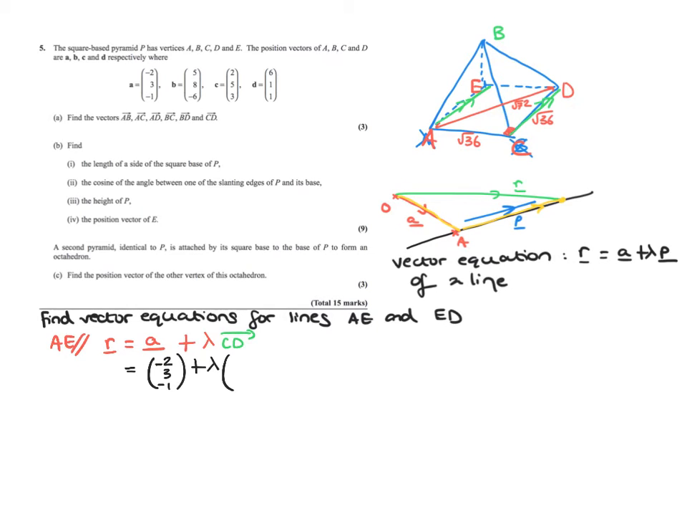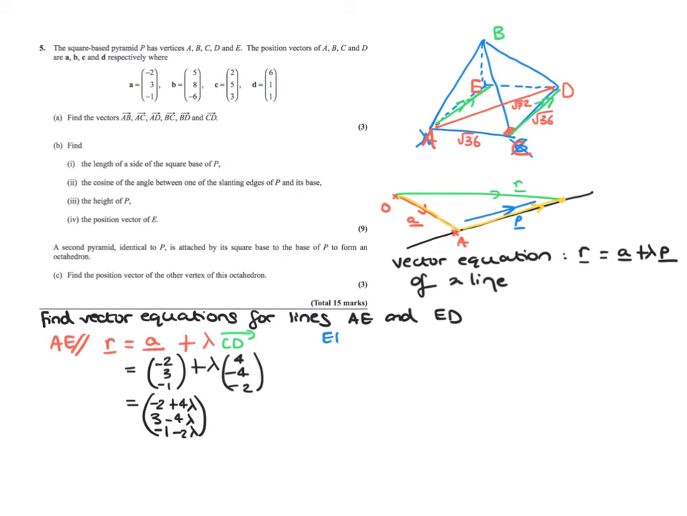Now we know that a is (-2, 3, -1). Lambda, now what is the vector CD? Well, we found it earlier on. It's (4, -4, -2). And what I can do is combine these as a single vector, combining the i components, the j component, and the k component. And that's why working in Cartesian form would be really difficult here, because we're working in 3 dimensions. It's much easier to work with vectors in 3 dimensions than in Cartesian coordinates.